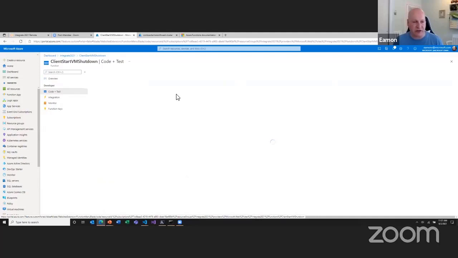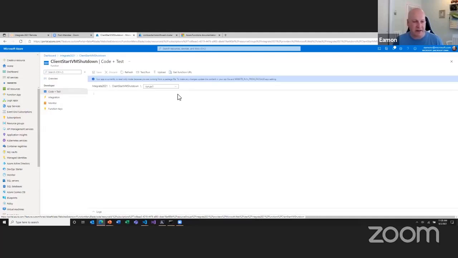So the nice thing about this is you can just go in and see the code just like you would locally inside the portal as well. You can get the function URL.